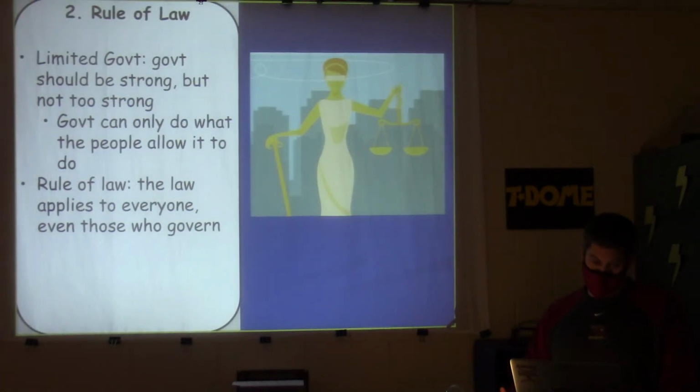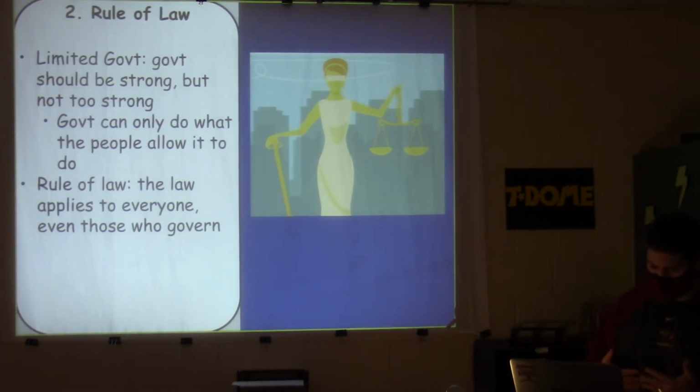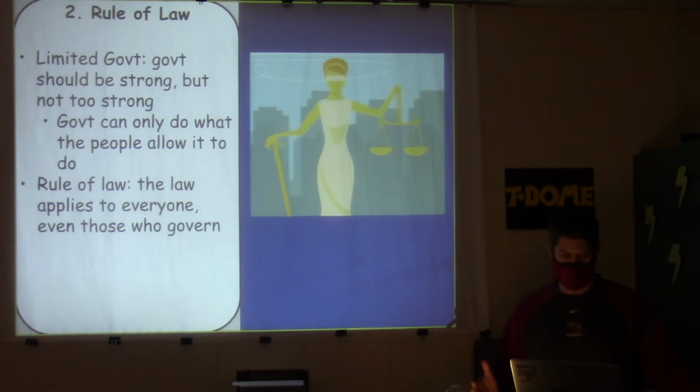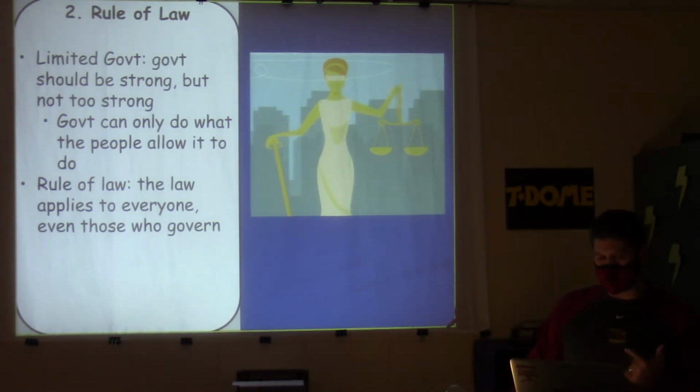All right, number 2, rule of law. We've heard of this before. We talked about it whenever we talked about the Magna Carta. So this is limited government. Government should be strong, but not too strong. So the government can only do what the people allow it to do. So what is rule of law? The law applies to everyone, even those who govern.